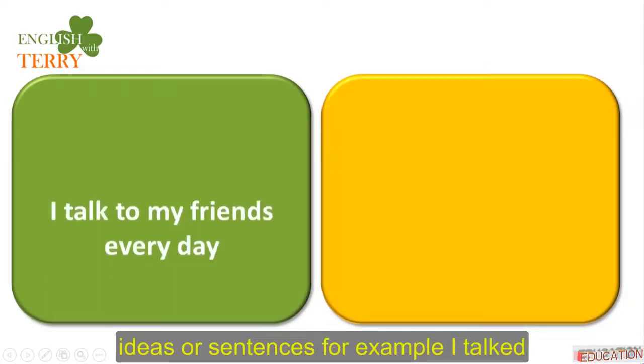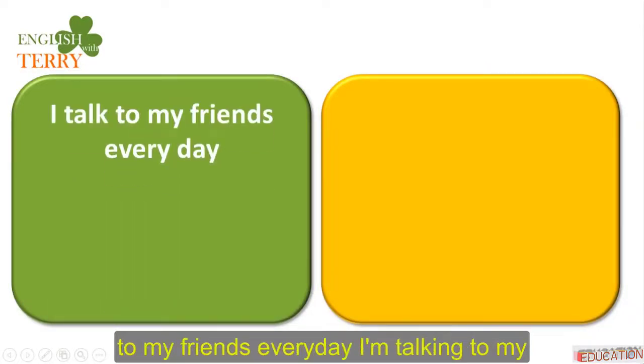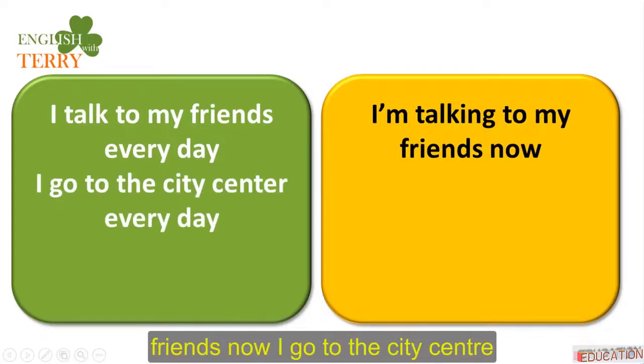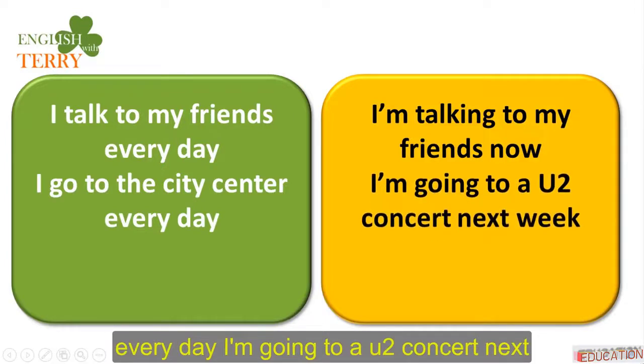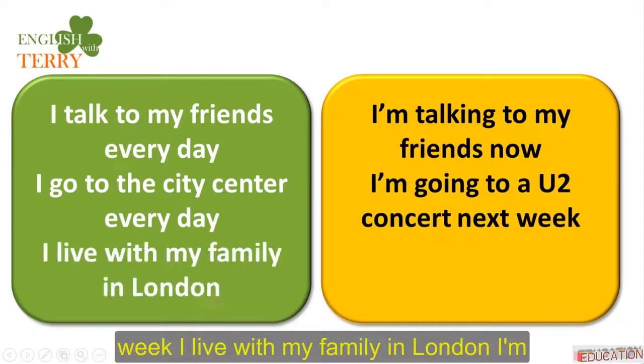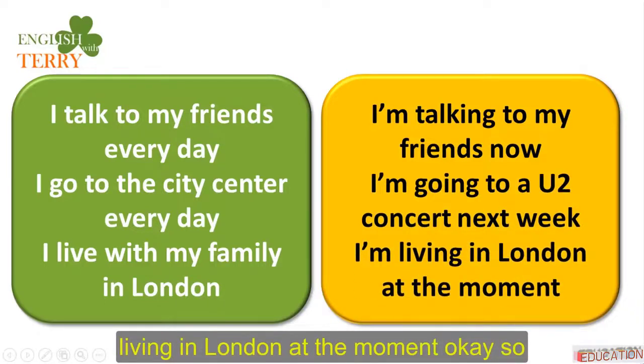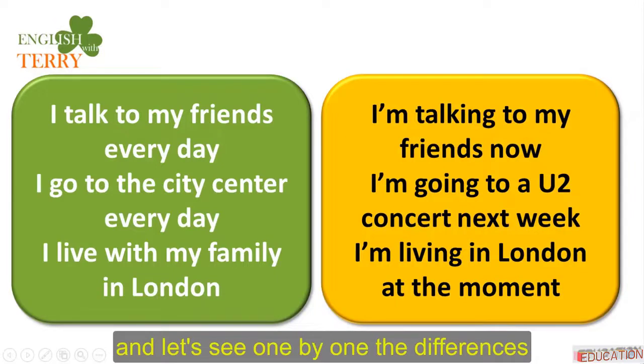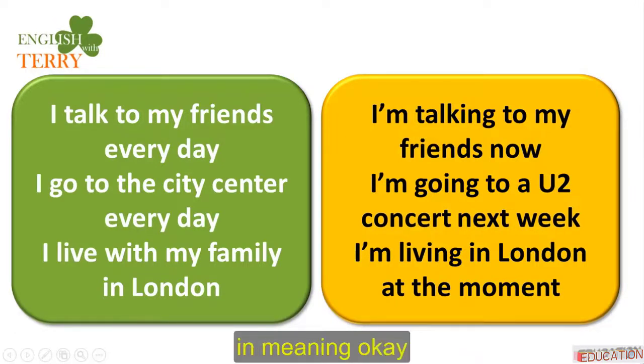For example, I talk to my friends every day. I'm talking to my friends now. I go to the city center every day. I'm going to a U2 concert next week. I live with my family in London. I'm living in London at the moment. Okay, so let's think about some differences and see one by one the differences in meaning.